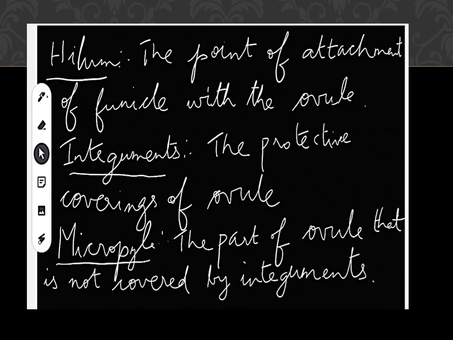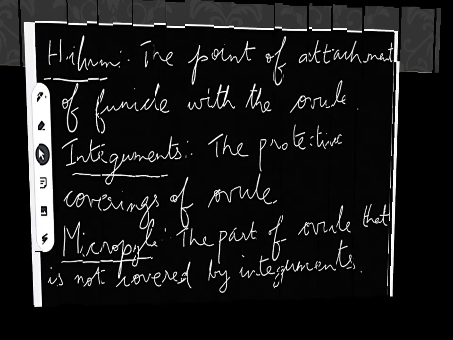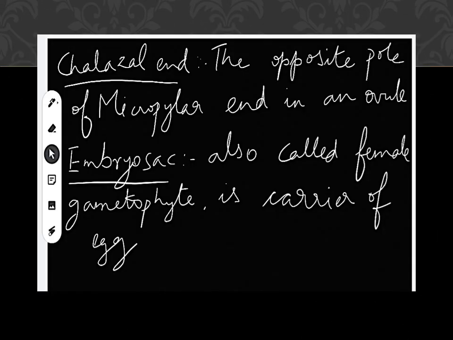Hilum. The point of attachment of funicle with the ovule is called hilum. Integuments. The protective coverings of ovule. Micropyle. The part of ovule that is not covered by integuments. Chalazal end. The opposite pole of micropylar end in an ovule. Embryo sac, also called female gametophyte, since it is the carrier of egg.